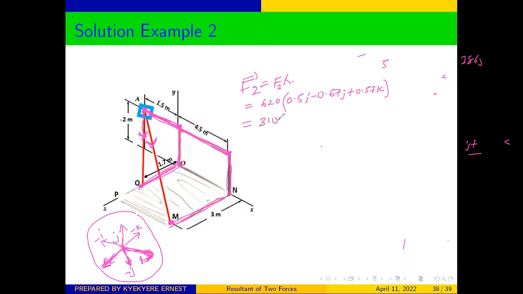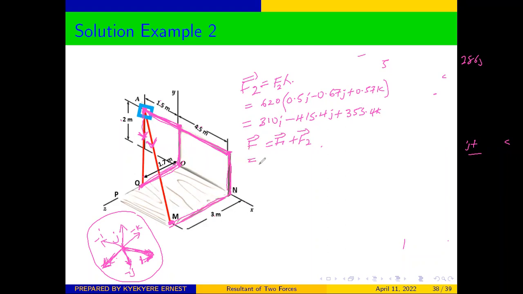Then once you have been able to get this, we can multiply through, and we get 310i minus 415.4j plus 353.4k. Then from here we can see that our F will be equal to F1 plus F2. We have gotten our F1 already, we have gotten our F2, all in vector form. So we can put them together to find our resultant force.